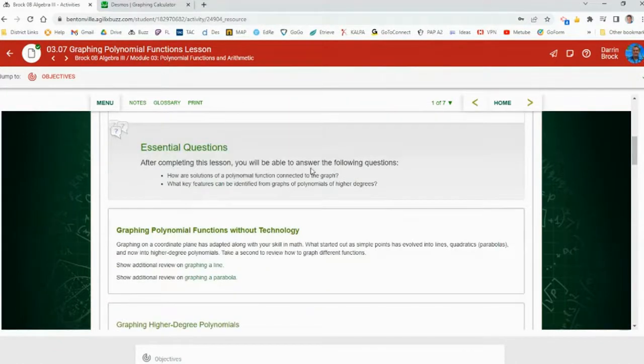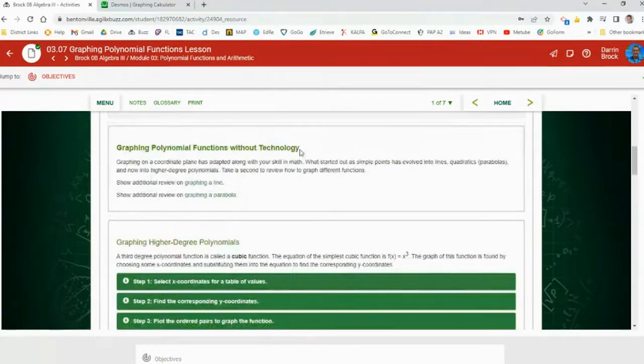After completing this lesson, you'll be able to answer the following questions. How are solutions of a polynomial function connected to the graph? And what key features can be identified from graphs of polynomials of higher degrees? It's the third power, the fourth power, the seventh power, the eighth power, higher degrees. So, graphing polynomial functions without technology. You should be able to do this. You shouldn't have to have Desmos or a graphing calculator to be able to graph any equation, because you can always make a table and get some x, y points, put those on the graph and connect them, right?